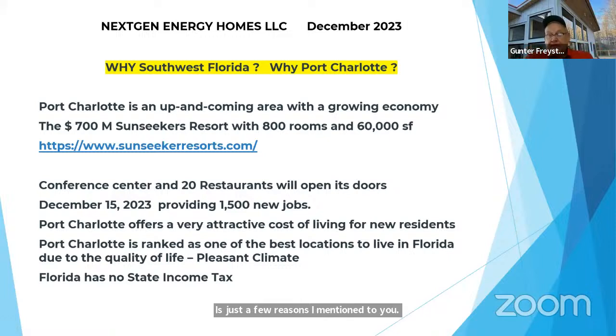One of them is that in 2 days from today, on Friday, Allegiant Air is going to open a Sunseekers Resort. They worked 4 years on this with COVID interruptions, a $700 million resort with 800 rooms and 60,000 square feet of conference center. And actually, this was one of my ideas. Maybe, Chris, next year we can invite you and we can have a great meeting down here. You can use that link and look it up on the internet.